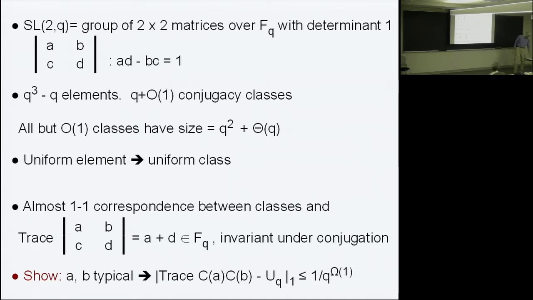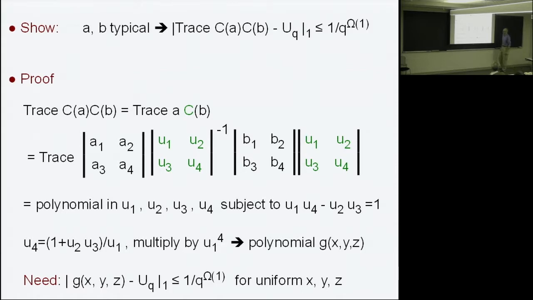Thanks, sorry. Okay, so how do we show that? I'm just going to flash a couple of slides, without getting into too much detail. You can basically sit down and write down the trace of an expression like CACB, and then you get a very nasty expression, which is a polynomial in the entries of these conjugates, subject to the condition that the determinant is one. And you can do some manipulation and reduce this to a polynomial, which gets even nastier.